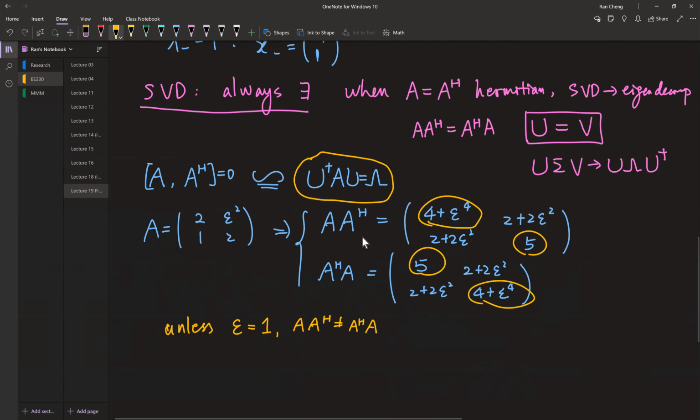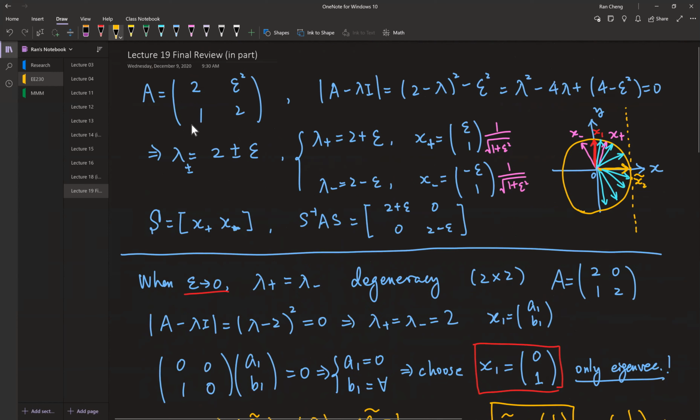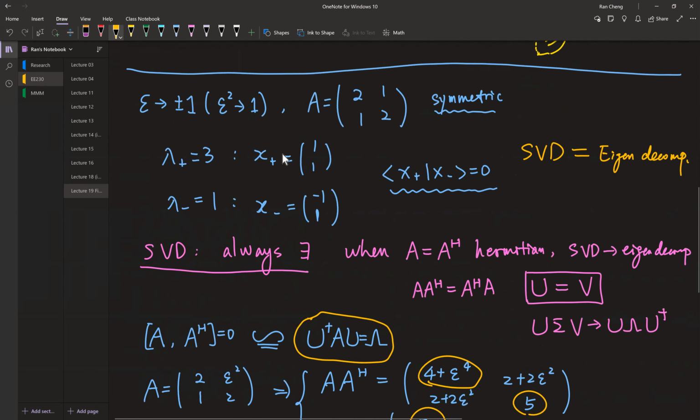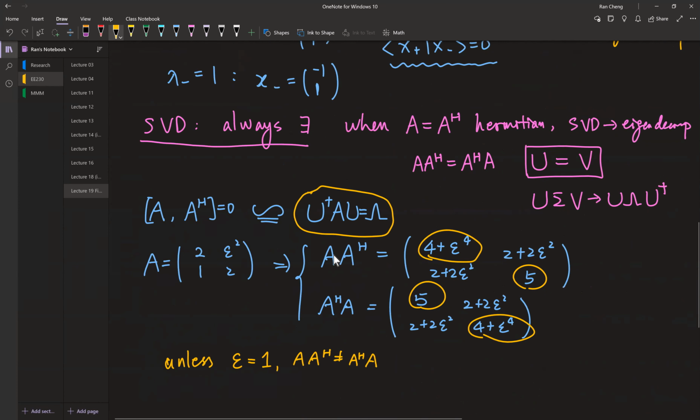So we know that, at the beginning of this problem, we solved the diagonalization problem for arbitrary epsilon. But for arbitrary epsilon, obviously, A does not commute with A Hermitian. So it is diagonalizable, but it is not unitarily diagonalizable, right? So that is the subtle point. It is diagonalizable through a non-unitary matrix.